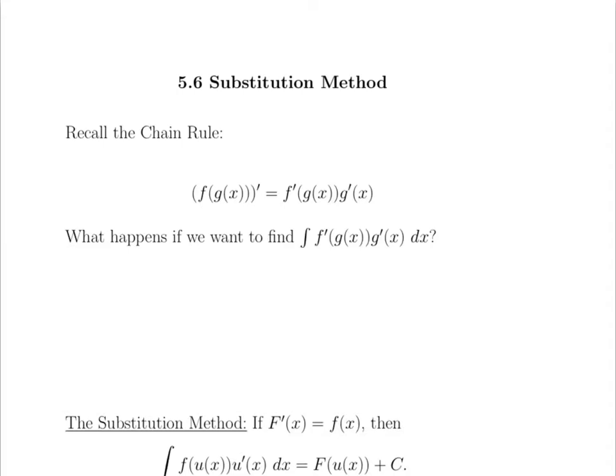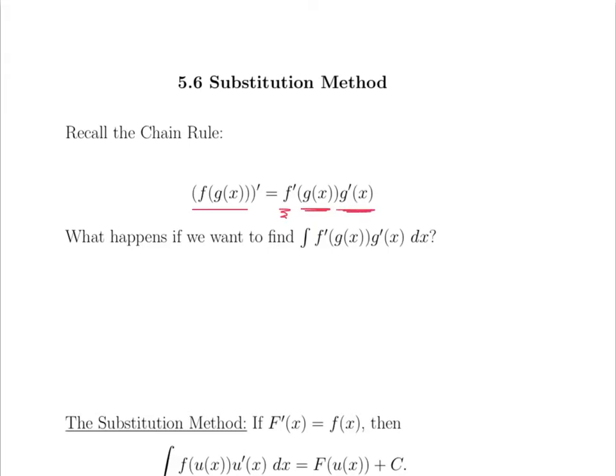So you remember the chain rule. The chain rule is generally taking the derivative of a function that has another function inside of it. So we call those f and g. Here the derivative of f composed with g is the derivative of the outside function, still evaluated at the inside function, times the derivative of the inside function. So that's the chain rule.